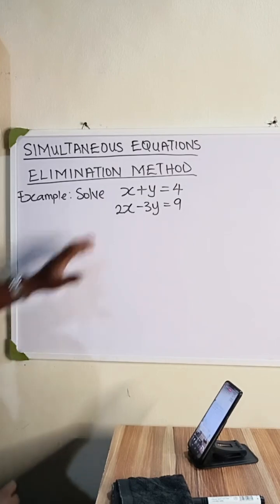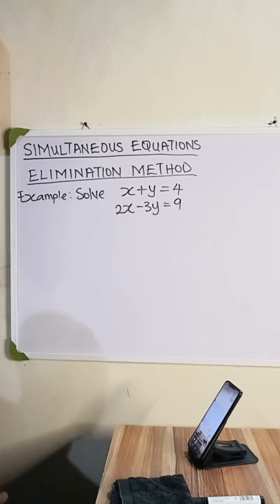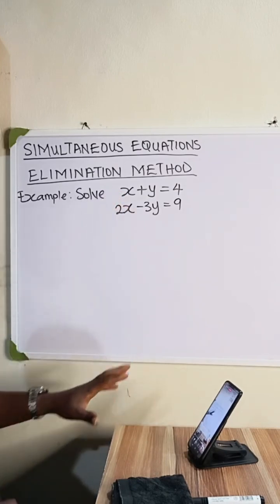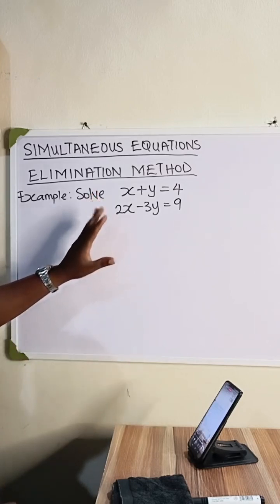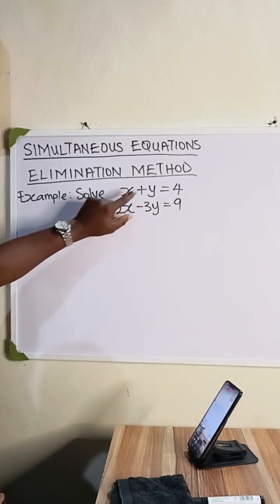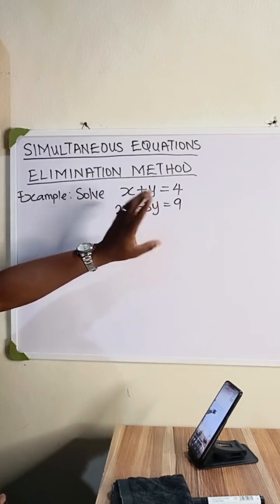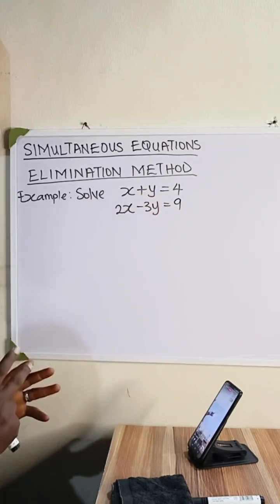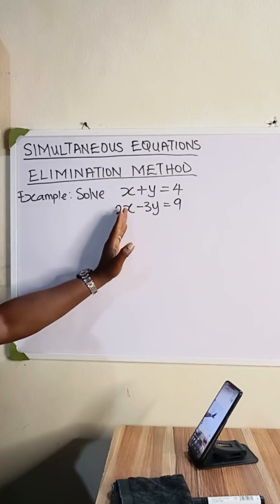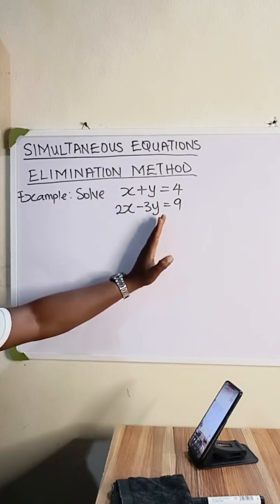Good. Okay, so this was the example we did. So you know the answer we got, right? So we're going to compare it with what we are going to do here. Okay. So here we have x plus y is equal to 4, 2x minus 3y is equal to 9. So we're going to decide if we are going to eliminate x or we are going to eliminate y.